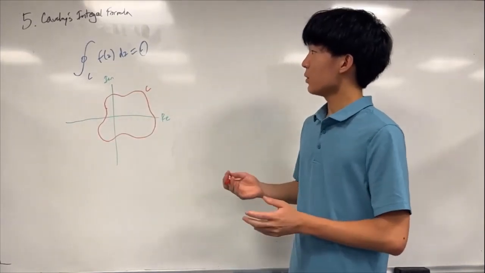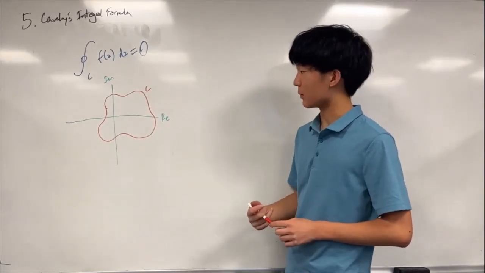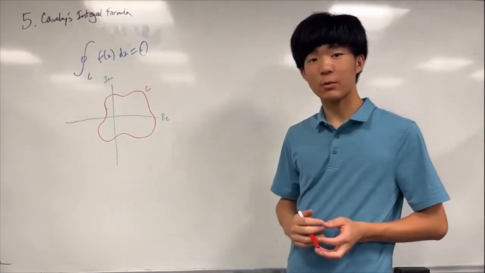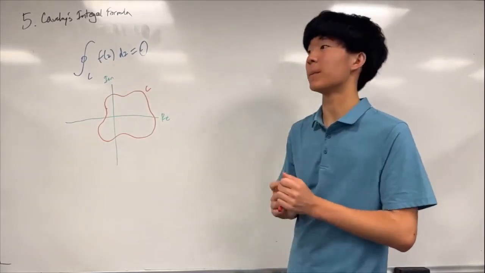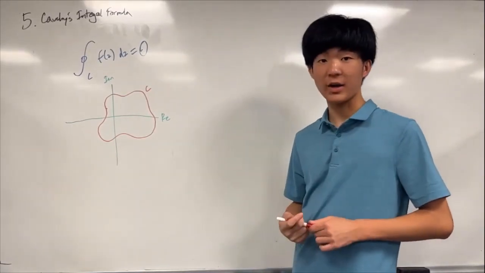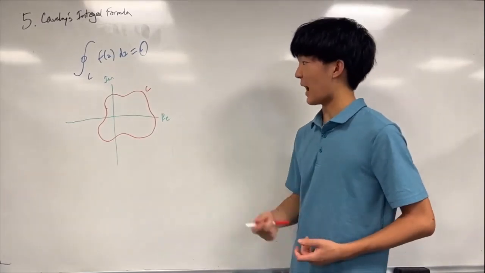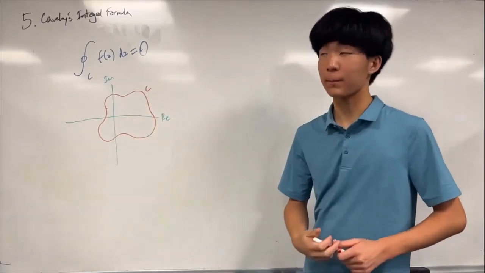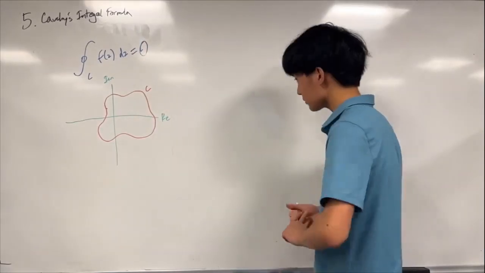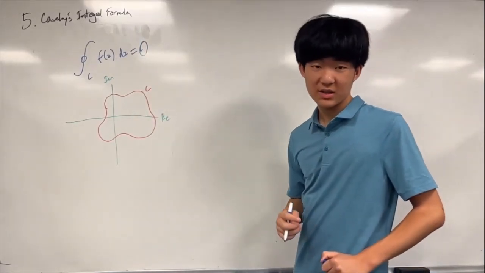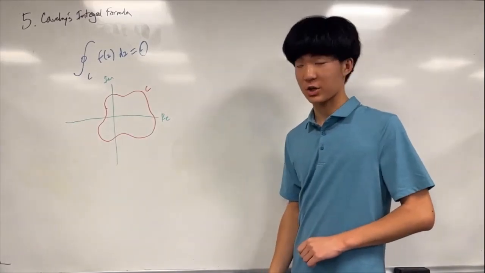So, what if we now want a better formula? Something that will give us more information than just something equals 0. What if we want a way to evaluate f of z at certain points within this contour? And that is what Cauchy's integral formula gives us. Here I think it's easier to state the formula and then explain the derivation.